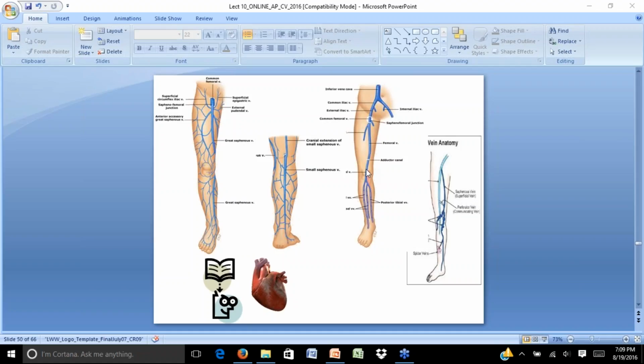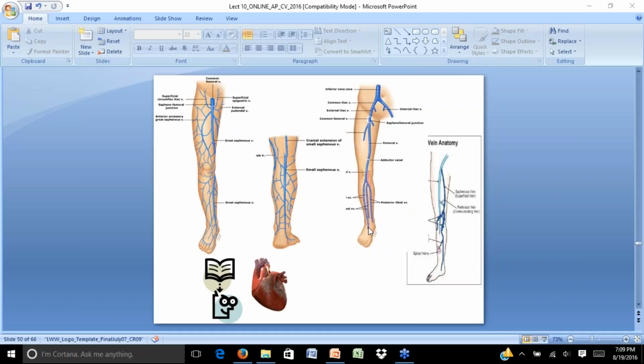popliteal vein. Then it's called the femoral vein. The femoral vein passes the groin, and now the femoral vein changes name. It's called the external iliac vein, and the external iliac vein is going to join the internal, because we have external, we have internal. The external iliac vein forms with the internal iliac vein the common iliac vein, to form the IVC. Okay, so that is the deep.